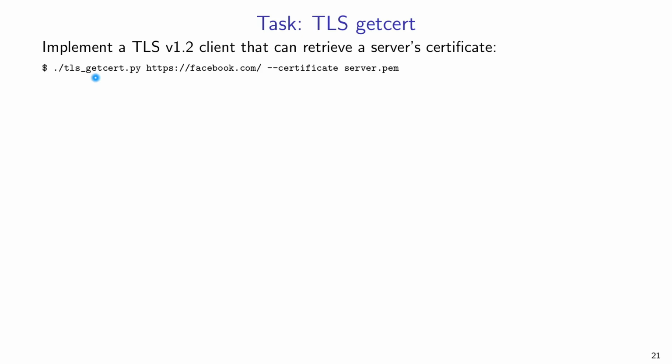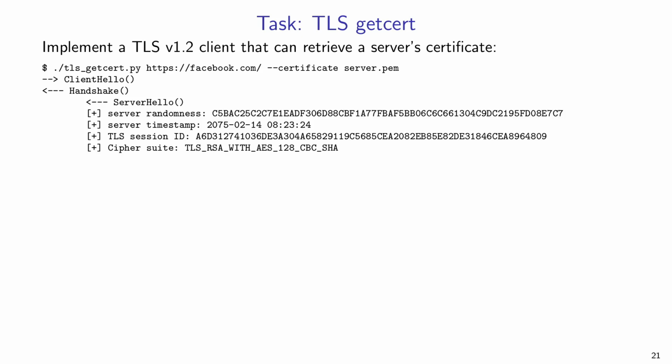TLS getcert.py receives a server's URL and the certificate argument specifying where the server certificate in PEM format should be written. The tool will establish a TCP connection to this host, in this example facebook.com, will send the ClientHello handshake message, and will get back from the server a handshake message which contains the ServerHello message.